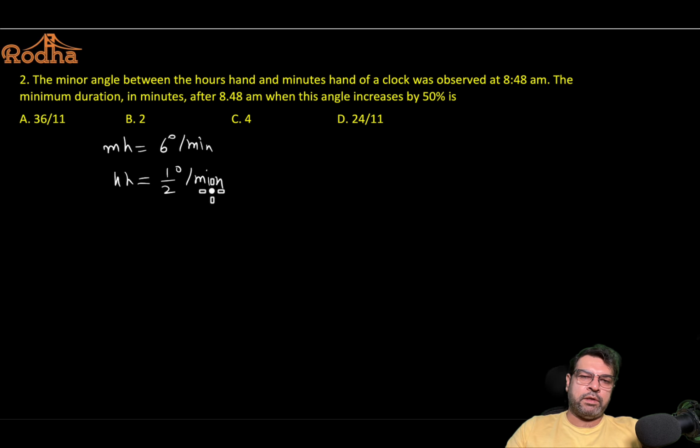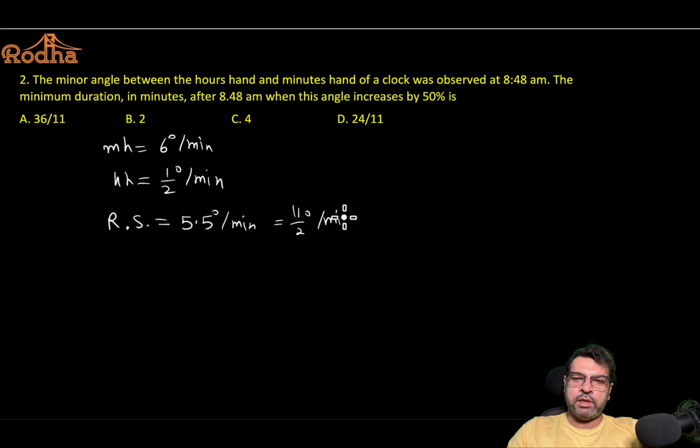Correct? And when we are talking about the speeds of both, that means both are moving. So we'll always talk about relative speed. So relative speed is because they always move in the same direction. So difference, that is 6 minus half, 5.5 degrees per minute, you can say. Or aap ye bhi bol sakte ho, it is 11 by 2 degrees per minute, whichever is suitable. Jis tarah ke options honge, I'll use that.